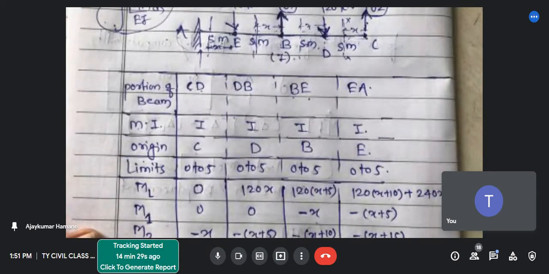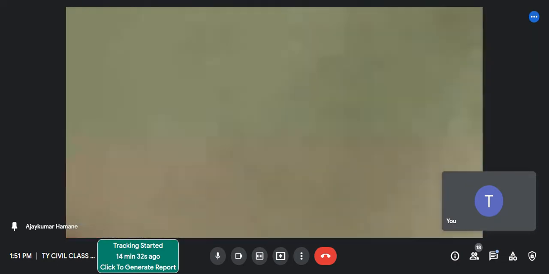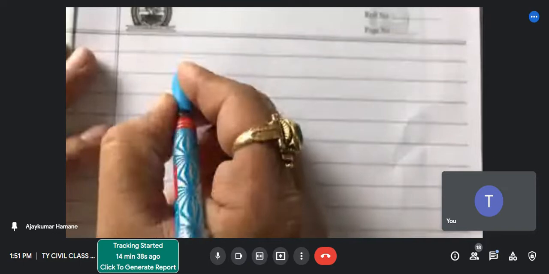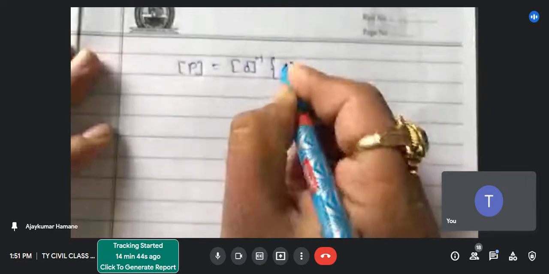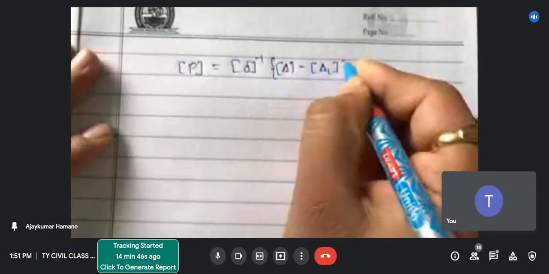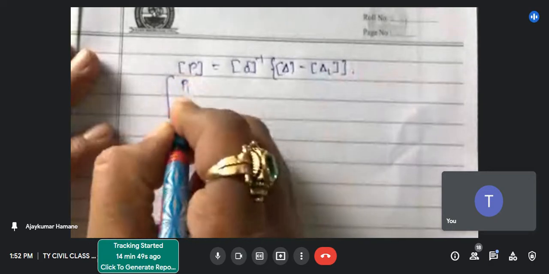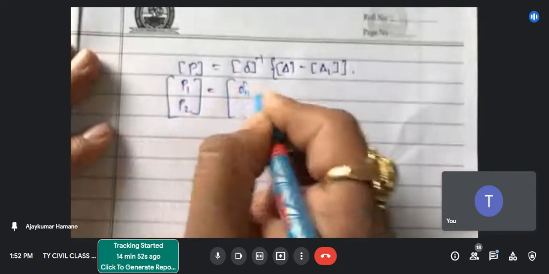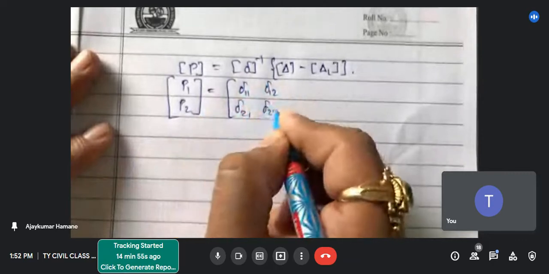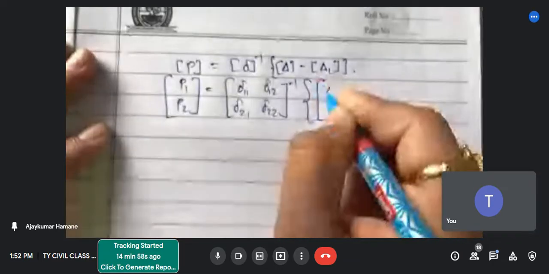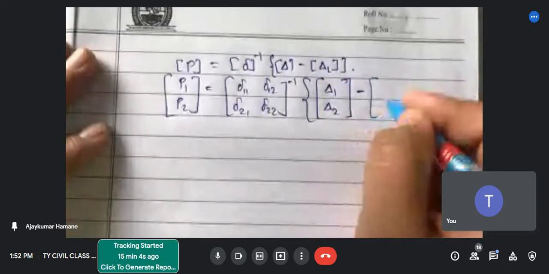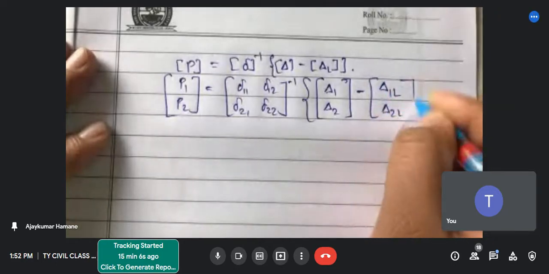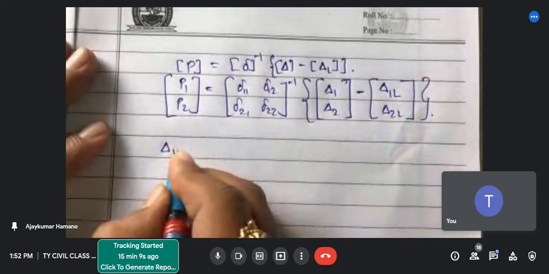Now, if I want to find out, see here. P equals flexibility inverse times the displacement at the coordinate due to loading. So we have P1 and P2, and here we have delta 11, delta 12, delta 21, delta 22, inverse of this matrix, displacement at coordinate 1 and 2, minus delta 1L, delta 2L, correct? So how will we get delta 1L?